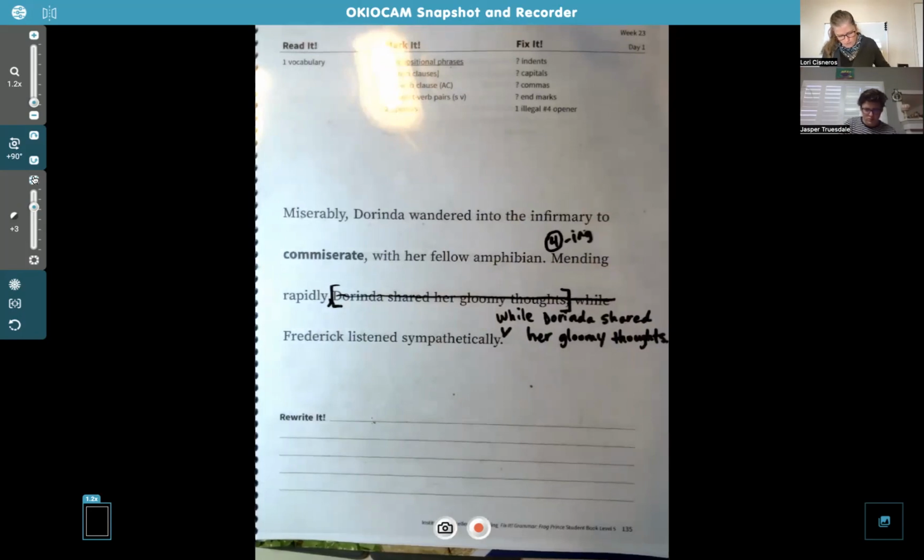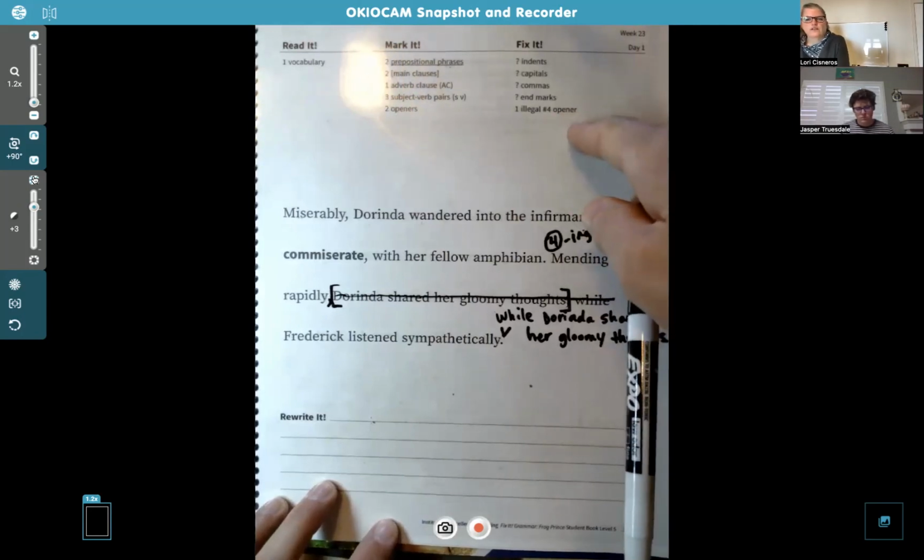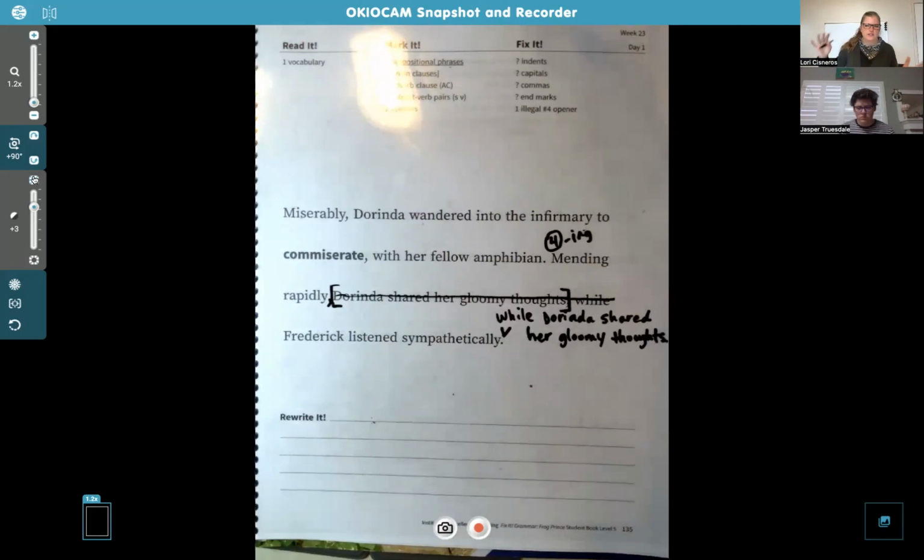And then let me just peek ahead from here. The only other page is 137. That one is illegal, so you'll have to fix that. When it tells you right here at the top, illegal number 4 opener, you'll know that you've got to fix it, like cross out something and rearrange the sentence. That's your clue.